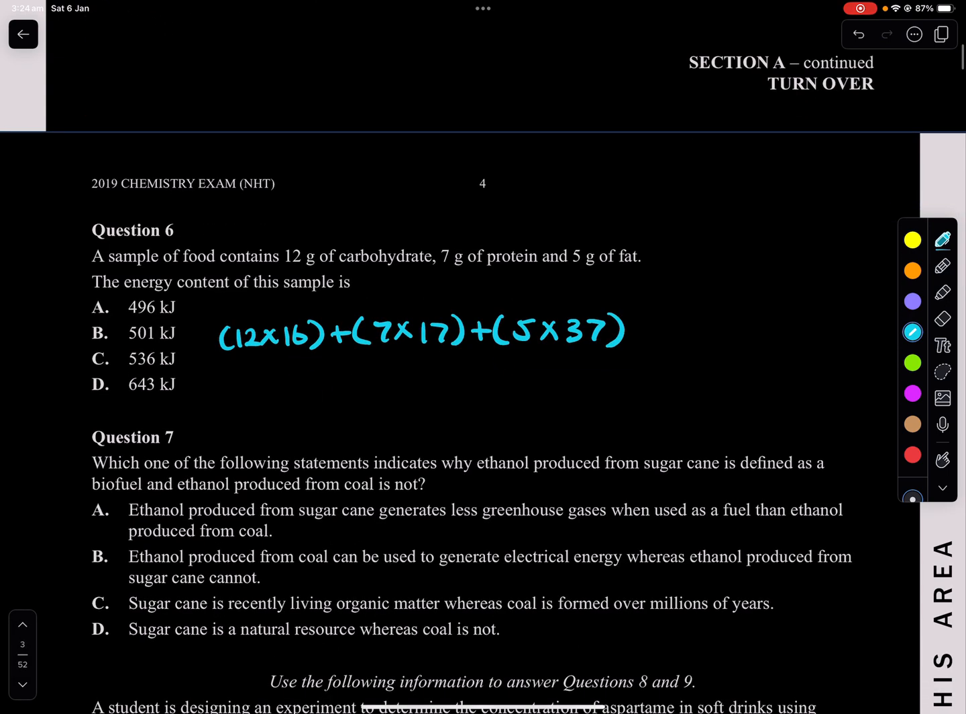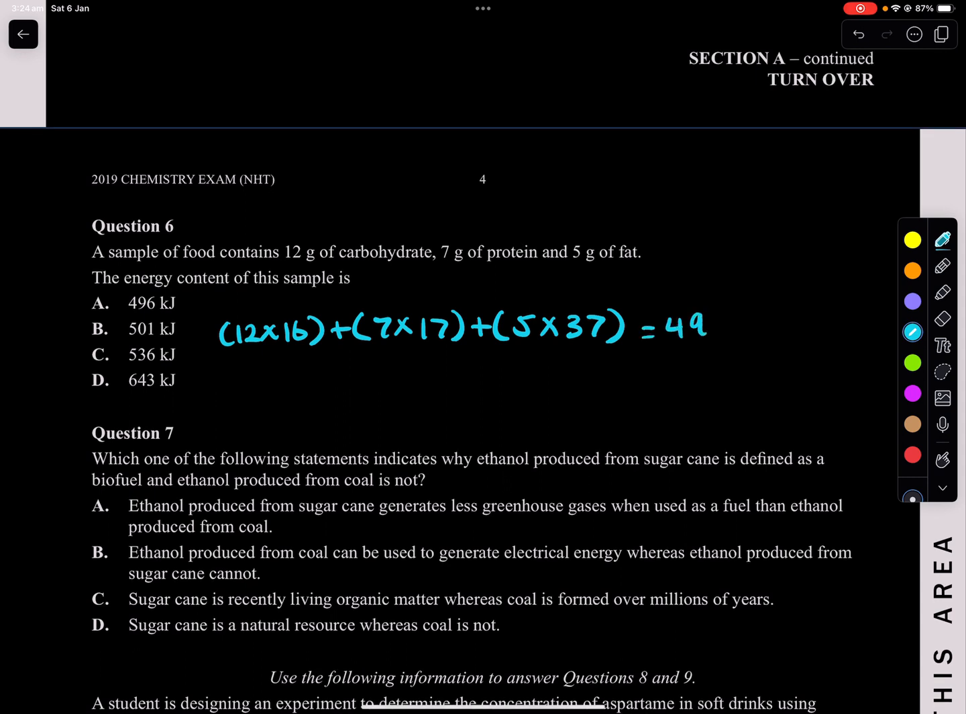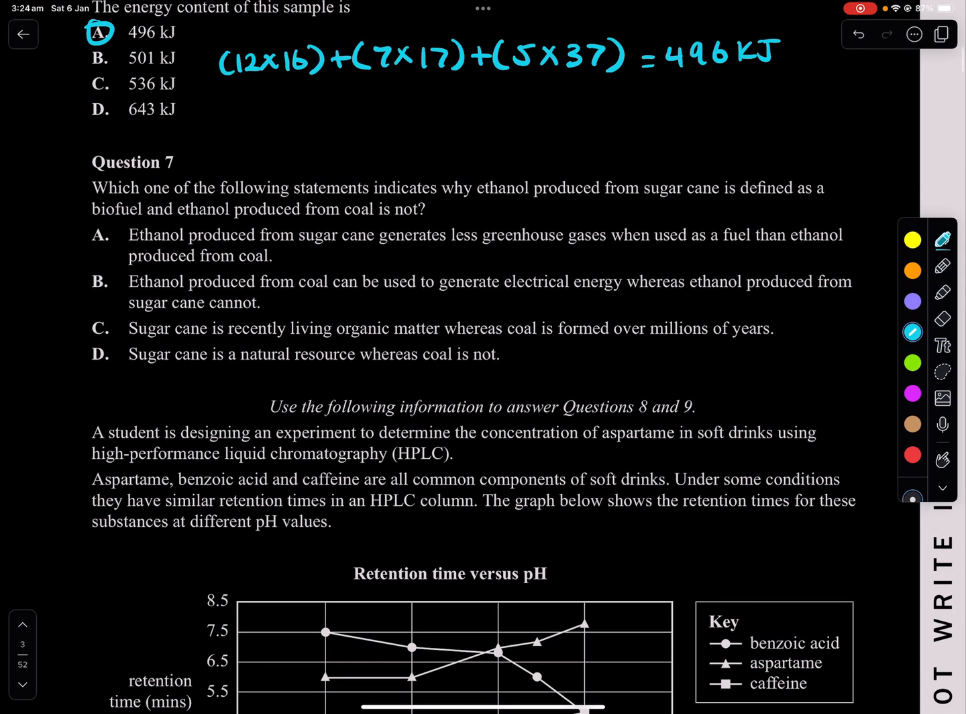All right, perfect. So I'm going to do that on my calculator. So 12 times 16 plus 7 times 17 plus 5 times 37. Beautiful. That will give us 496 kilojoules. Beautiful. Which is A. 6 is A.